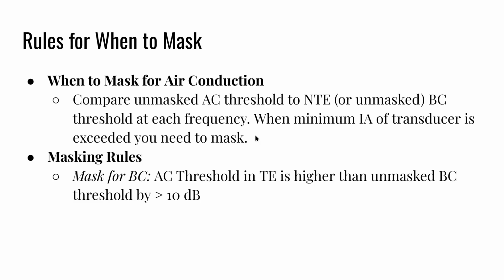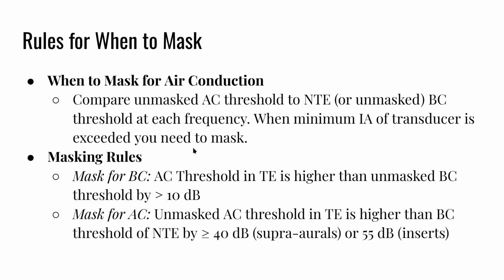The masking rules. Mask for bone conduction if the air conduction threshold in the test ear is higher than the unmasked bone conduction threshold by greater than 10 dB. Mask for air conduction if the unmasked air conduction threshold in the test ear is higher than the bone conduction threshold of the non-test ear by 40 dB or greater for supraorals, circumorals, and shallow inserts, or 55 dB or greater for deeply inserted inserts.